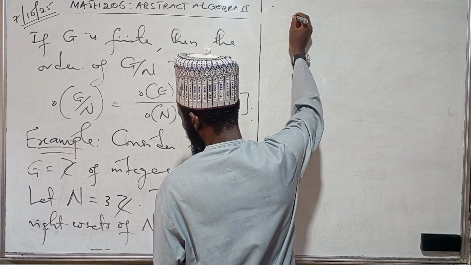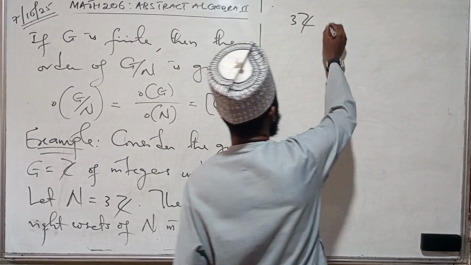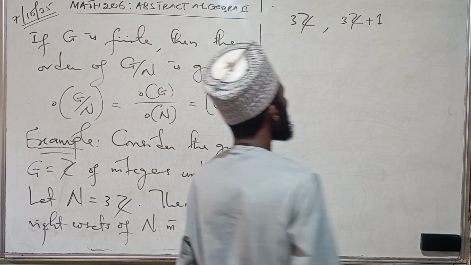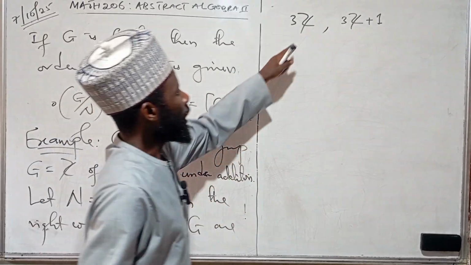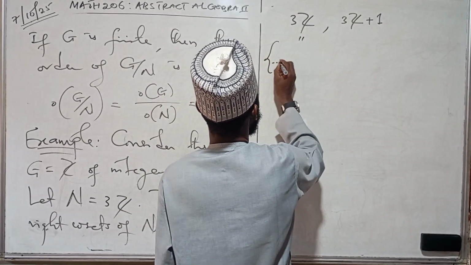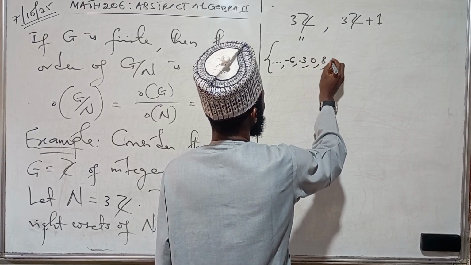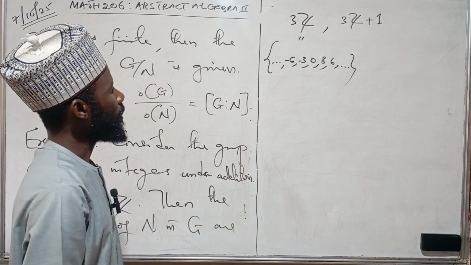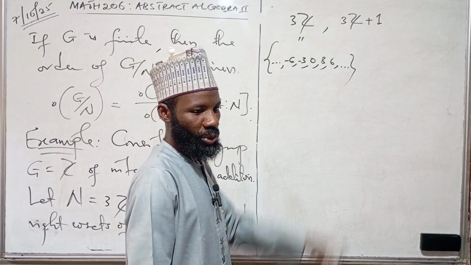Well, so N, that is 3Z. Okay? And then the next subgroup will be 3Z plus 1. So this is N plus 1. It's like the subgroup generated by 1. Here you have all multiples of 3. So the set consists of things like -6, -3, 0, 3, 6, 9, 12, and so on. All multiples of 3, because it's closed under addition, this is a group.